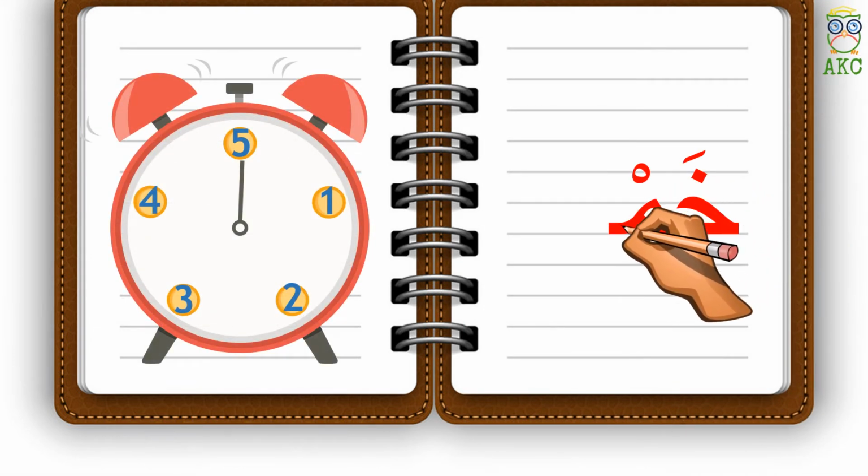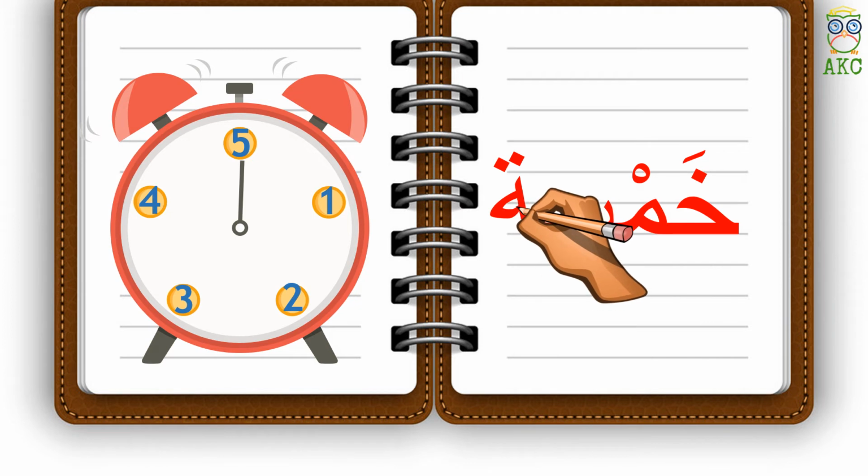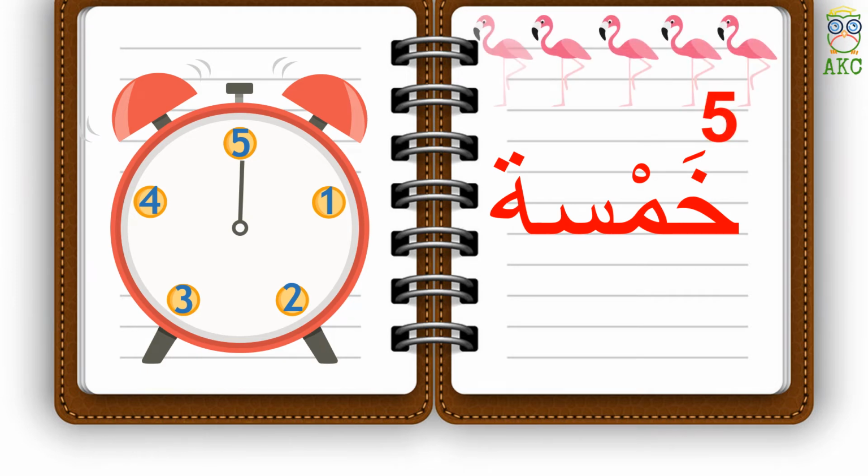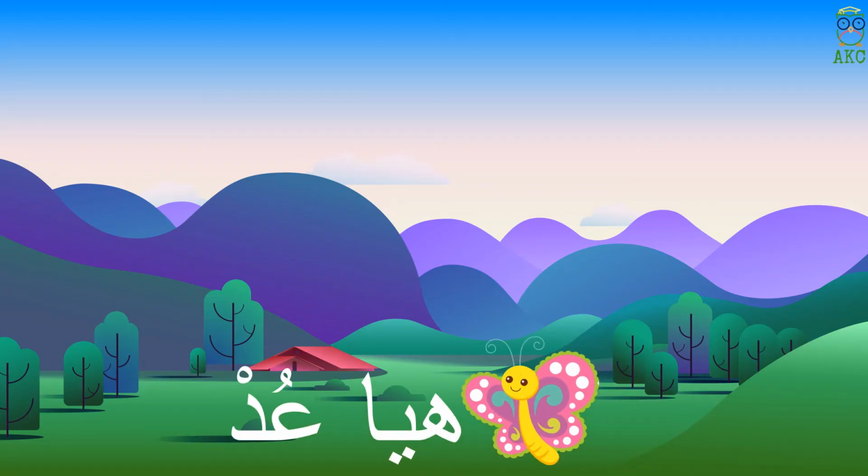خمسة. Start from right side. And all the letters on the line. خمسة. Five. هيا عود. Let's count.